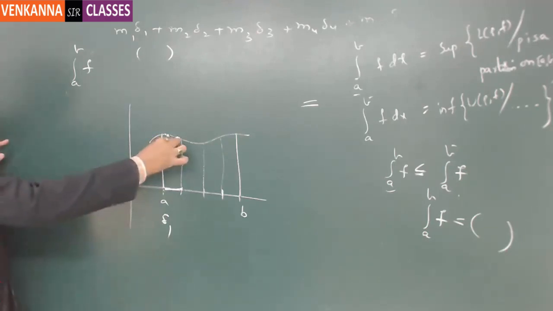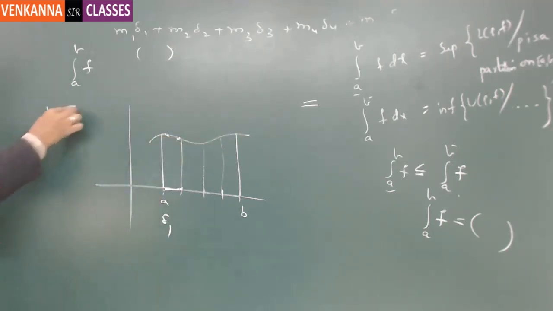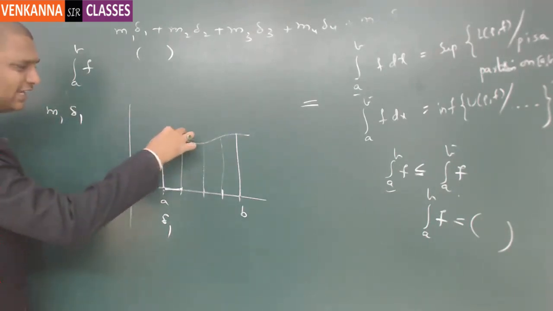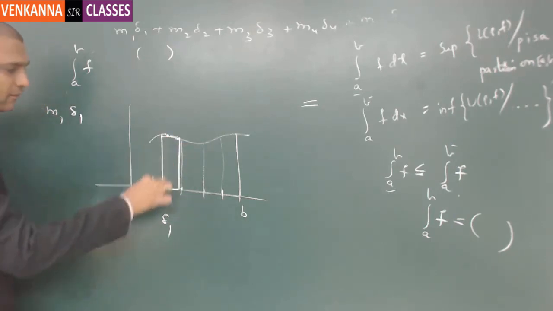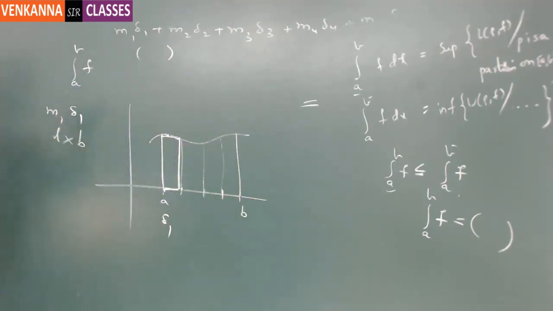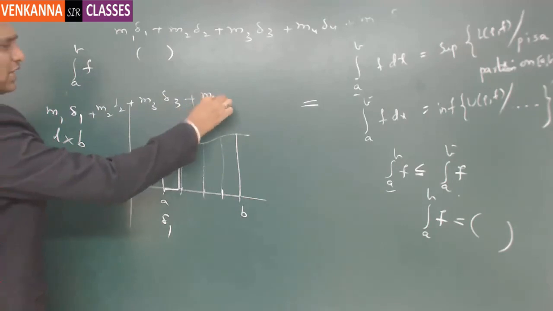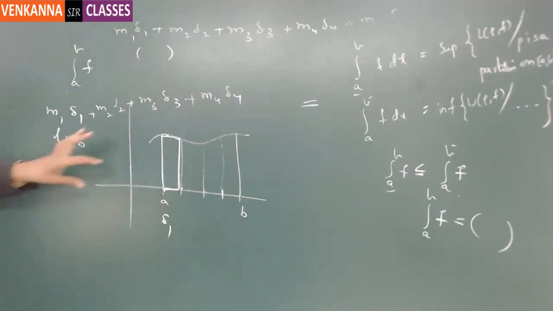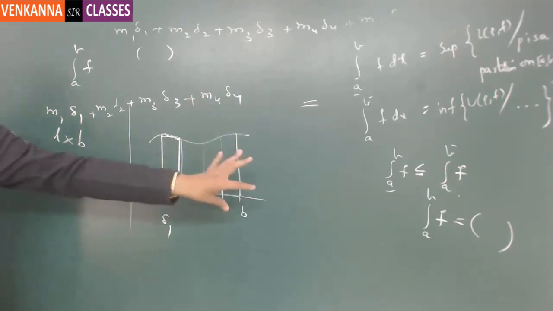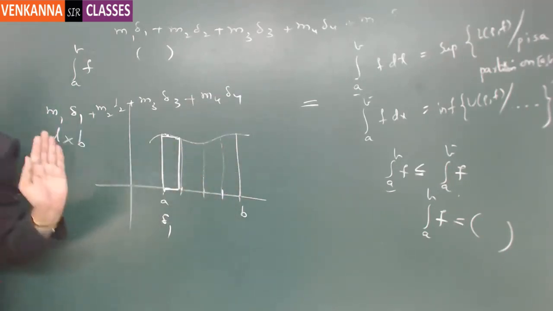So if you take, say, m1 delta 1, what does it mean? You are going to have a rectangle here, length into breadth. Is it clear to you? m1 indicates the length, delta 1 indicates the breadth. In this way, m1 delta 1 plus m2 delta 2 plus m3 delta 3 plus m4 delta 4, you have approximated the area of the region by means of rectangles. Clear?